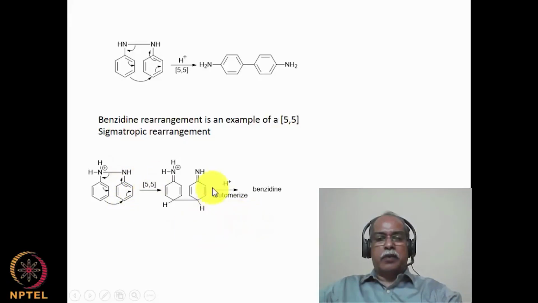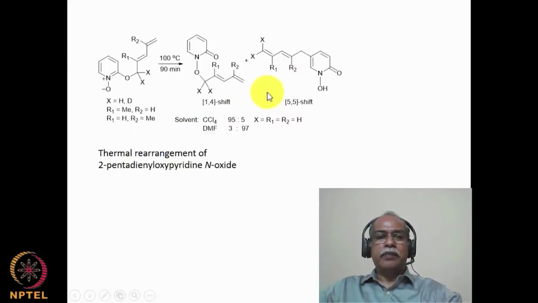Such a rearrangement essentially produces this molecule, which is an intermediate in this particular case. This is a 5,5 sigmatropic shift. From here, tautomerism essentially results in the formation of benzidine, which is the final product in this particular instance.